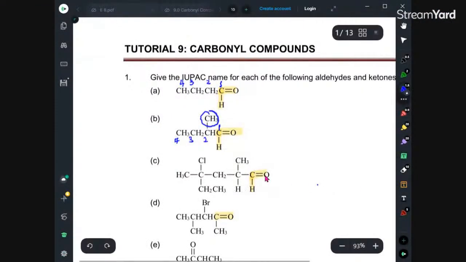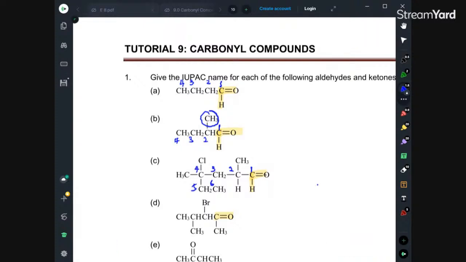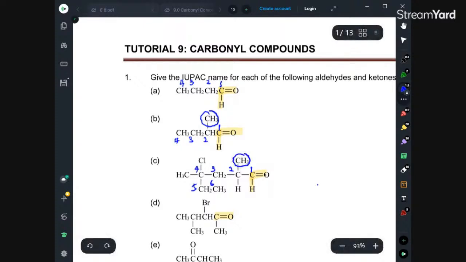And how about this one? 1, 2, 3, 4, 5, 6. We must identify the longest chain. 6 means hexanal. At position number 2 there's a methyl, at position number 4 there's a chloro, and at position number 5 there is a methyl. Meaning this one is 2,4-dimethyl, and then position number 4, chloro.